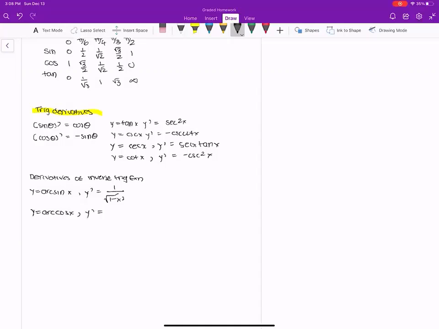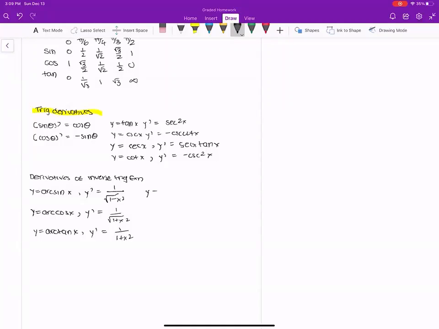Y prime equals negative 1 over root of 1 subtract x squared. If y equals arc tan of x, y prime would be 1 over 1 plus x squared. If out of all these functions you were to memorize one of them, I would highly recommend arc tan of x, because you'll see this everywhere.